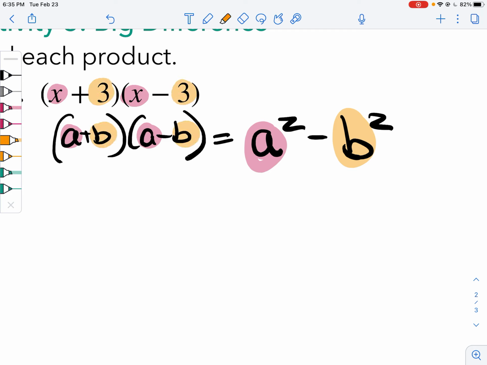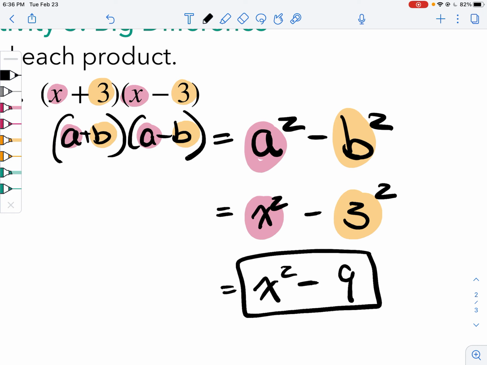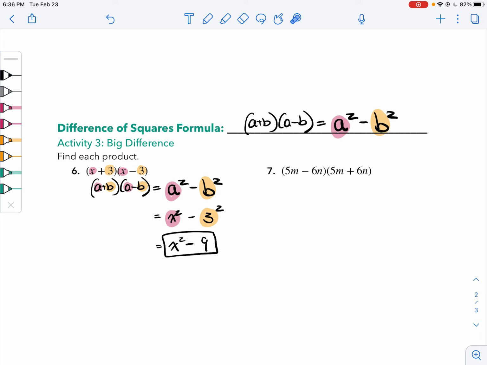is 3. So wherever we have an a, we're going to plug in an x. Wherever we have a b, we're going to plug in a 3. So it gives us x squared minus 3 squared. Well, x squared we can't simplify. 3 squared is 9. So (x plus 3) times (x minus 3) is just x squared minus 9. If you want to FOIL it out, you can, but this is a shortcut. Let's do another one.